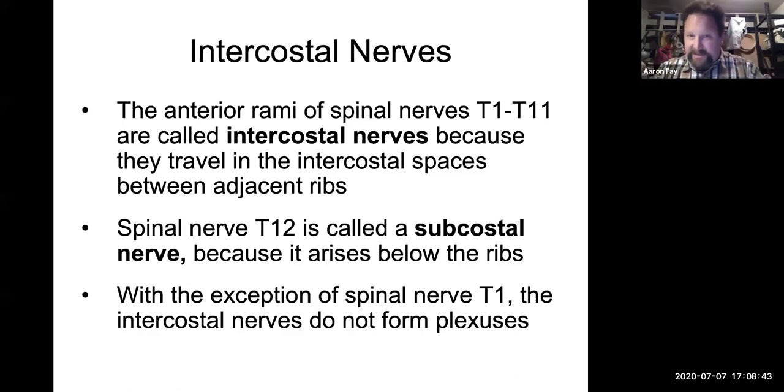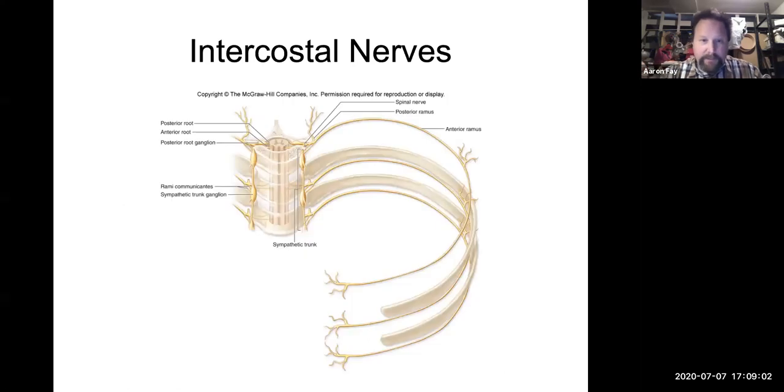No plexuses in your thoracic region. Here, you're going to have rootlets joining to form a spinal nerve. The spinal nerve forms the rami communicatus, the posterior ramus, and the anterior ramus just goes in between the ribs. So they're called intercostal nerves. No plexus. Let's look at the picture.